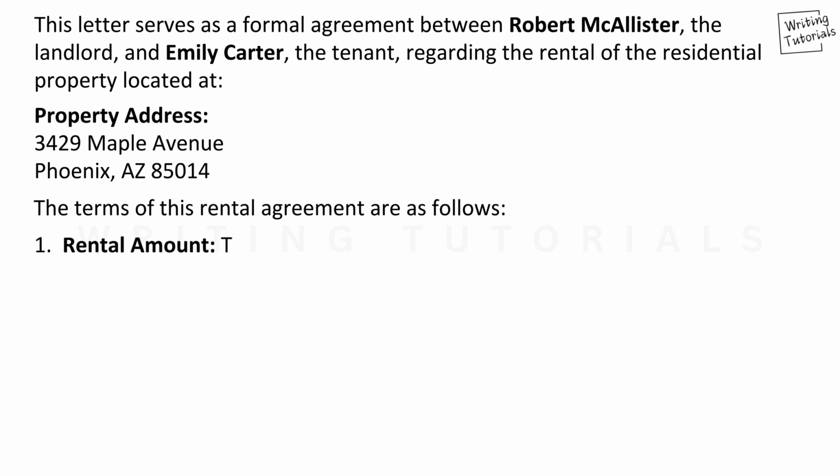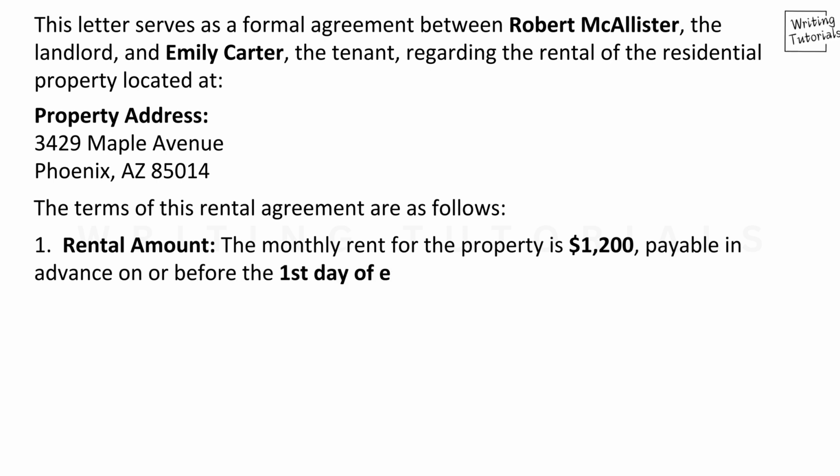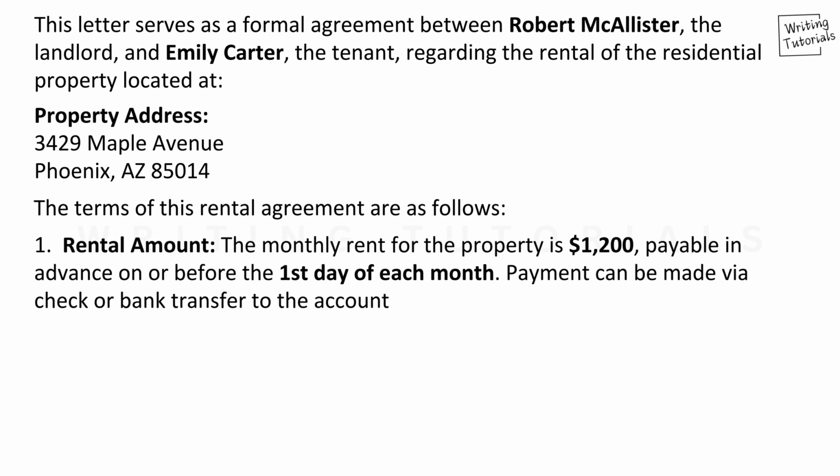1. Rental amount. The monthly rent for the property is $1,200, payable in advance on or before the first day of each month. Payment can be made via check or bank transfer to the account specified by the landlord. This point clearly states the amount of rent, the due date, and the payment method. When writing your own agreement, always specify these details to avoid future disputes. Mentioning the payment method also helps clarify how transactions should be handled.